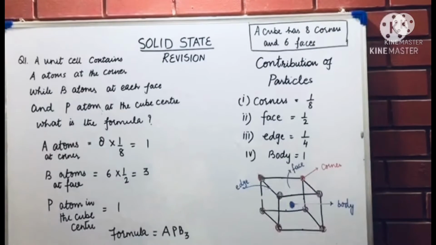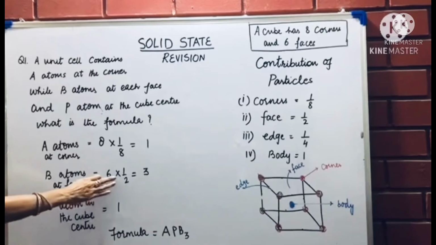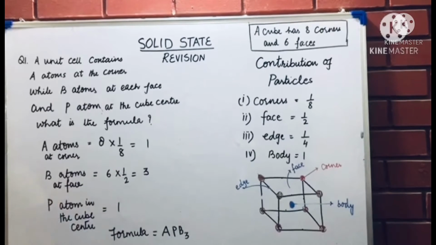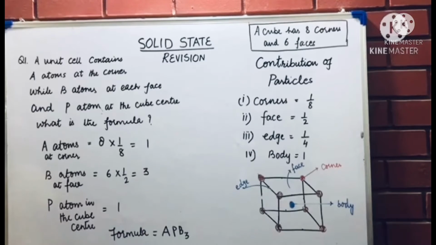Now the question says a unit cell consists of A atoms at the corner, B atoms at the face, and P atom at the cube center. So similarly, we find out how many A atoms are there. There are 8 multiplied by 1 upon 8. B atoms at the face, so 6 faces, and contribution is half, so becomes 3. And P atom is right in the center, its contribution is complete, which is 1. So formula becomes APB3. So you will all find out what is the contribution. According to that, we will find the formula.